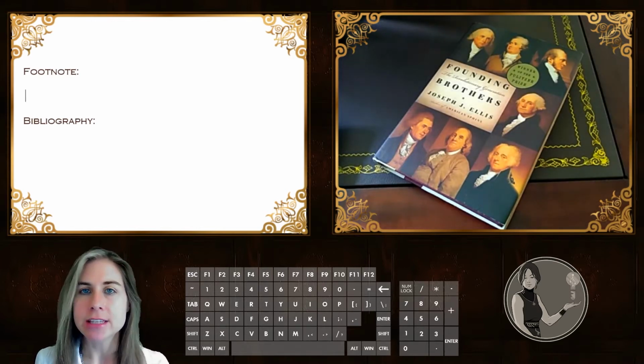The other one is a bibliography. Now, a bibliography is only used once. It comes at the very end of your essay, and what it indicates is that the book as a whole is used in your essay. So because it's not indicating a specific page number, it's a much more general piece of information.